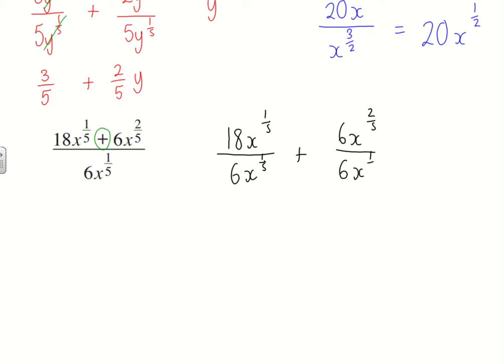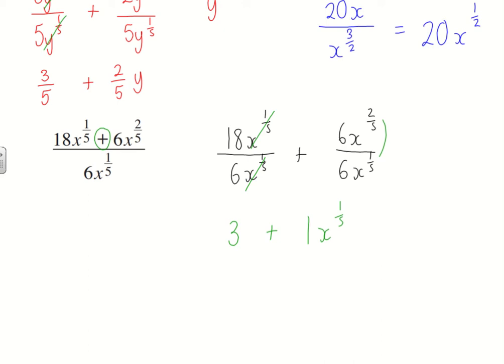So then we've got 18 divided by 6, which is 3. These cancel out, so it's just 3. We've got 6 divided by 6, which is 1. 2 fifths take away 1 fifth, leaves me with 1 fifth, and that's the best you can do with that. And that covers just about all of the different types of questions involving fractional powers.